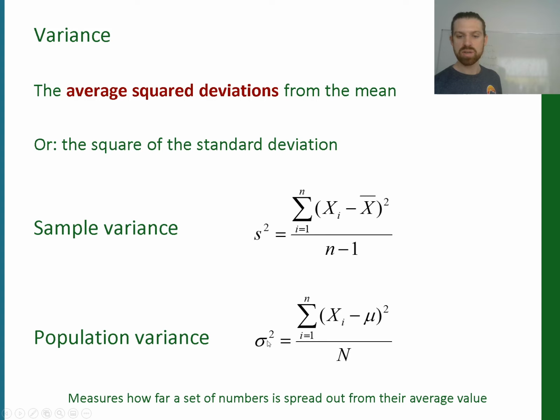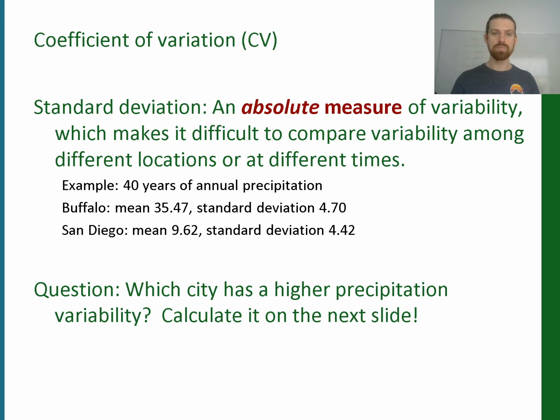So we've got sigma squared. And again, this is going to be the same equation, just different notation. We're going to use mu as the population mean, and we're going to use uppercase N to denote the population, the number of entities in the population. So it basically measures how far a set of numbers are spread from their average value.